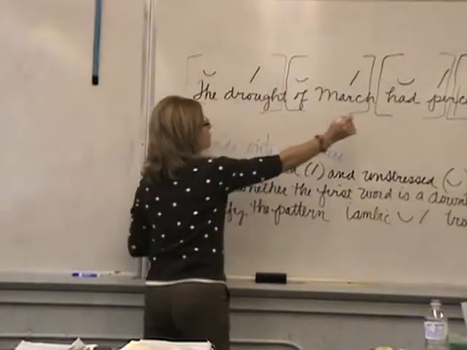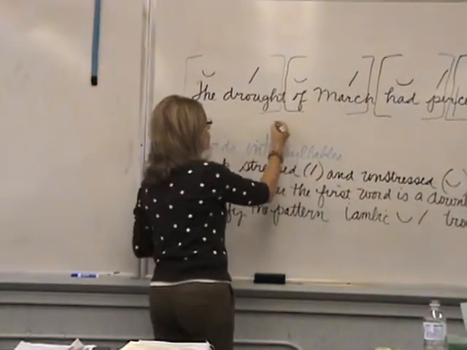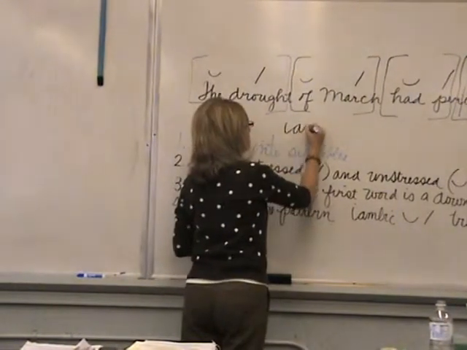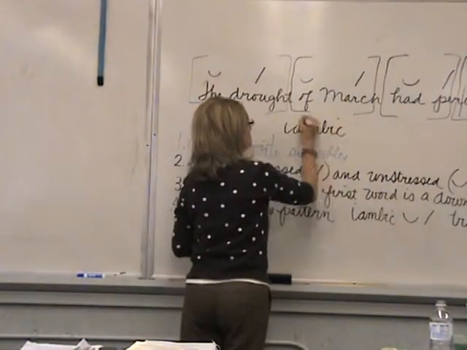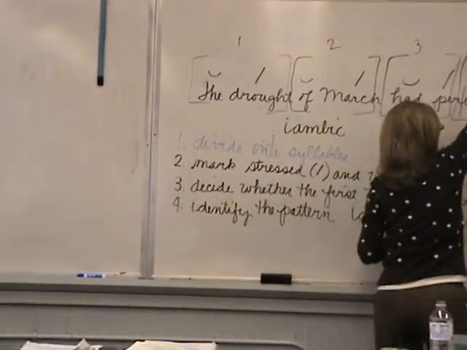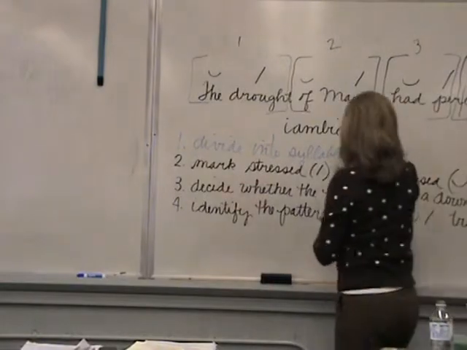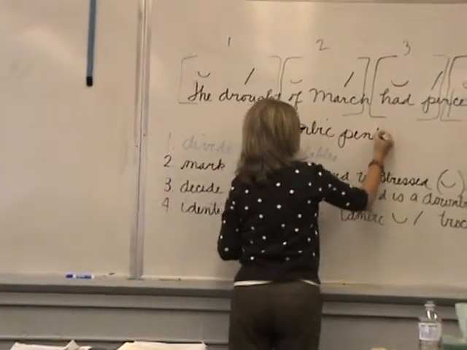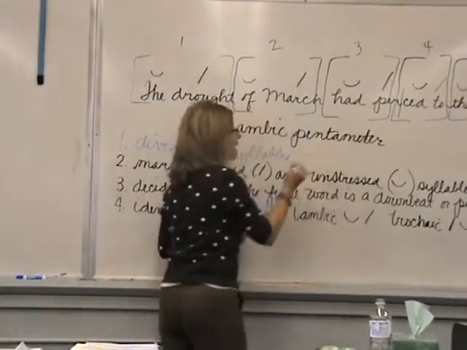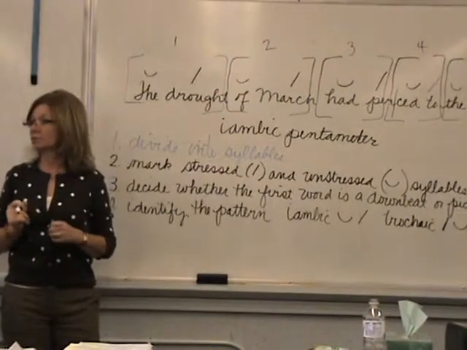So if we were going to label this line, it would be what? What is the feet? Iambic. And what is the meter? Pentameter. 1, 2, 3, 4, 5. Penta. So that's how you would label it? Iambic pentameter, or iambic pentameter. Either one is correct.